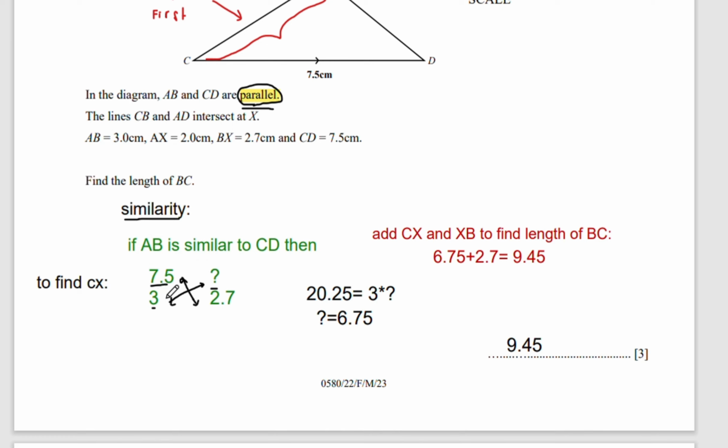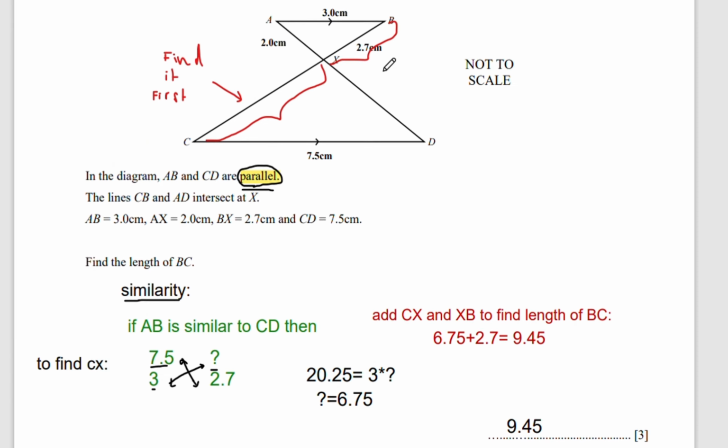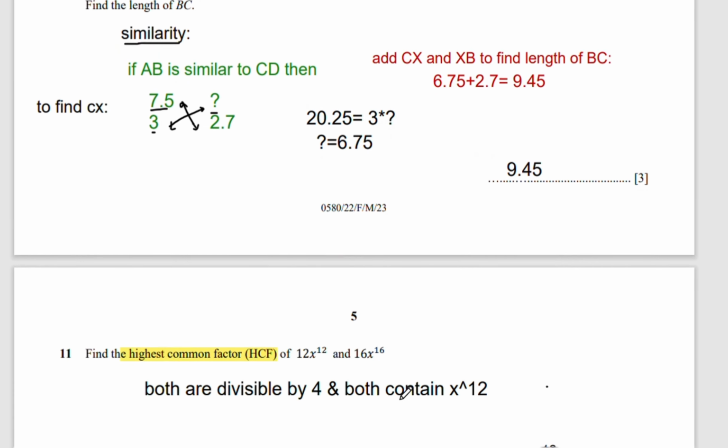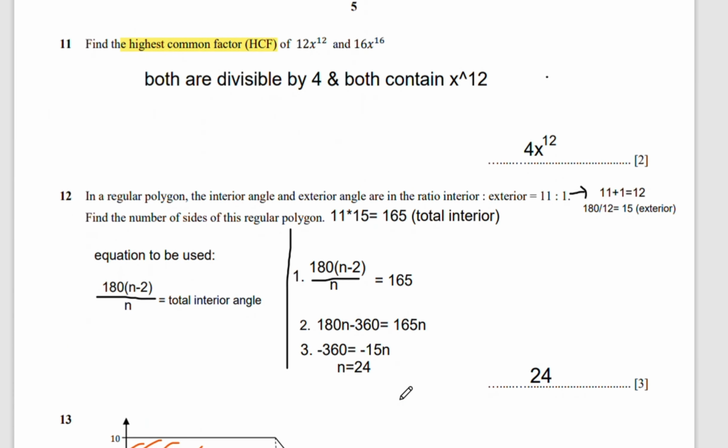20.25 is the value of 7.5 times 2.7, which is equal to 3 times the unknown. Then we will divide by 3 on both sides to find the value of the unknown, which is CX. So 20.25 divided by 3 is 6.75. Then add CX and XB to find the length of BC. So 2.7 plus 6.75 is 9.45 centimeters.